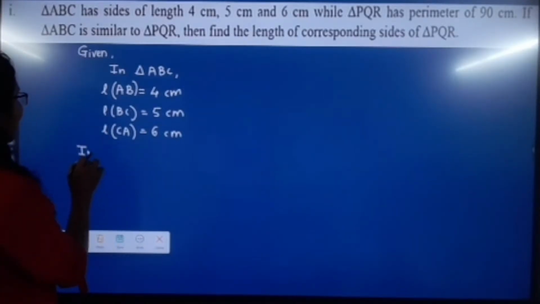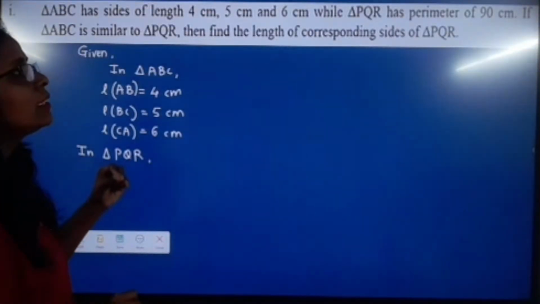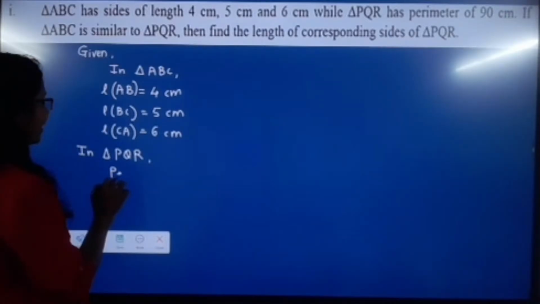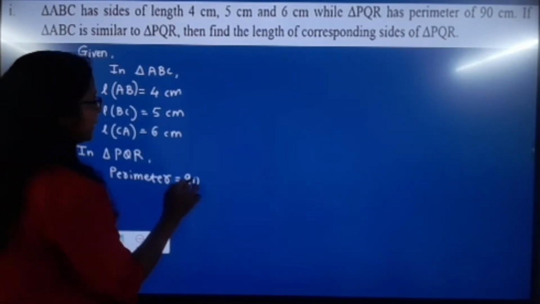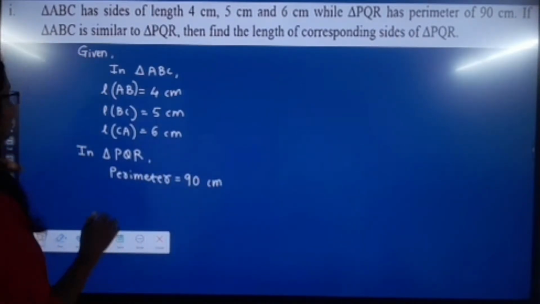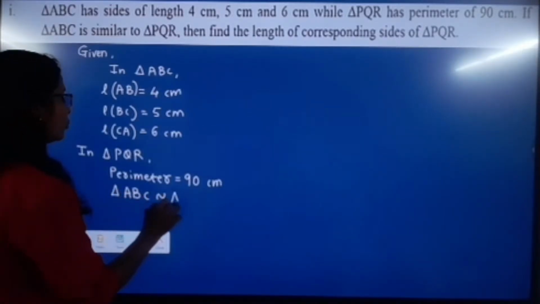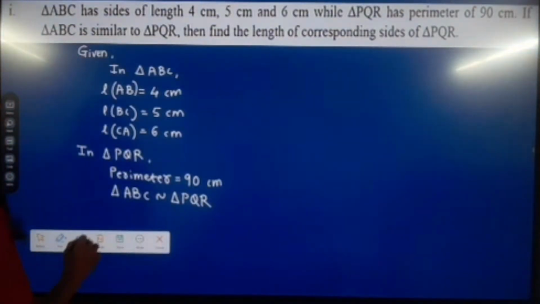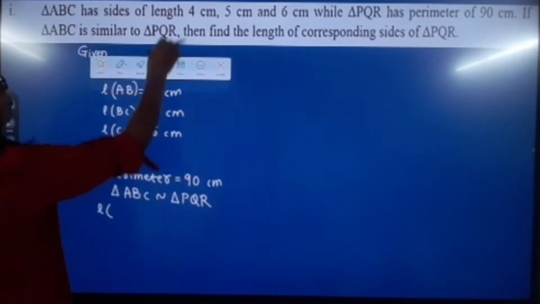So here in triangle PQR, the perimeter is equal to 90 centimeter, students. So I write here perimeter is equal to 90 centimeter. Okay. And then here triangle ABC is similar to triangle PQR. So here I write down triangle ABC similar to triangle PQR, and then write down length of corresponding sides of triangle PQR.